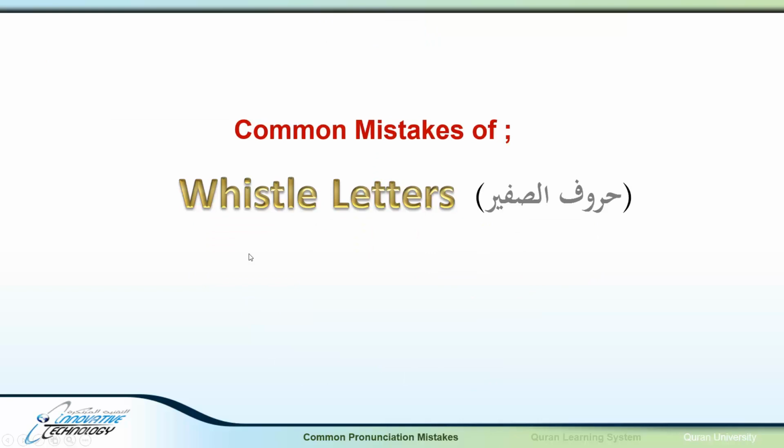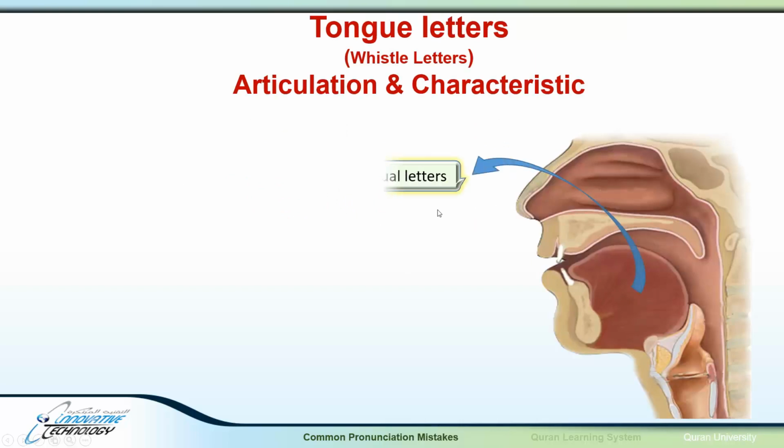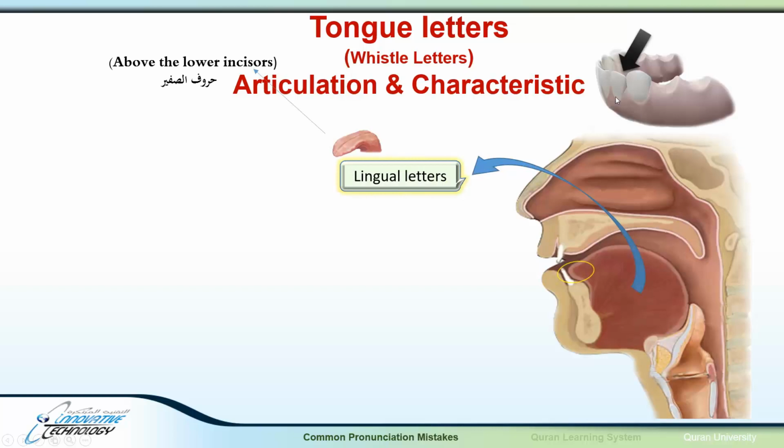And now, with the last group of letters, the common mistakes of the whistle letters, حروف الصفير. Whistle letters are actually lingual letters that are related to the area above the lower incisors here. As the air passes through it, it creates a whistling sound, and that's why they're called whistle letters. The first of these letters is the zay.